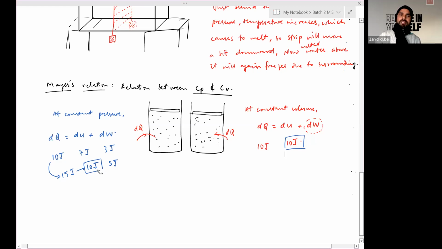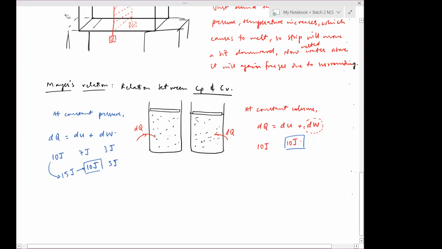In this part, I got 10 joule change in internal energy and 5 joule for work done. Now just compare internal energy for both these two processes. Having same internal energy, so to get same amount of internal energy for both these two processes, you must have to supply some extra amount of heat at constant pressure as compared to constant volume. Is it clear? Yes, sir, it's clear.